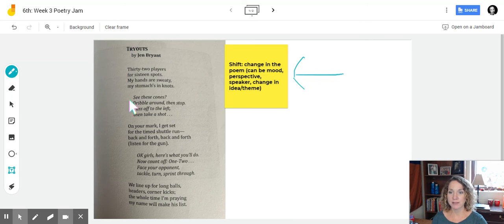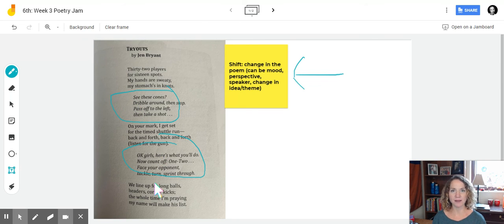If you thought these two stanzas right here, you're right. What is that change that's taking place? You're right, it is a speaker. This is obviously the coach.